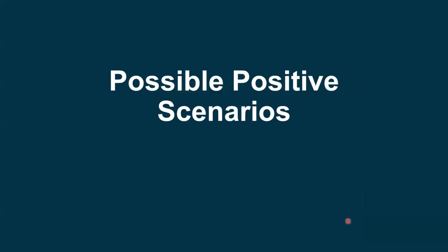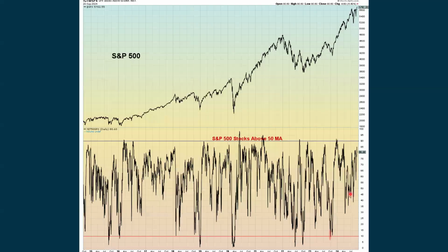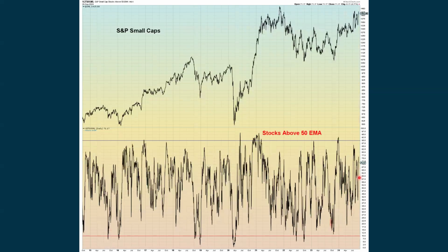And then I have a thing called the possible positive scenarios. I use some of the charts in every daily video, but here, these are the charts that I don't use. These are the percent of stocks above their 200-day moving average inside of the S&P. I use this like an oscillator to get an extreme positive or negative reading. We're not getting that now, but we are above 50, so that's positive. And then we do that same thing. The stocks above their 50-day moving average, an oscillator, not getting an extreme reading, but above 50. And then we look at the mid caps, not extreme, but above 50. And the small caps, not extreme, but above 50 here.